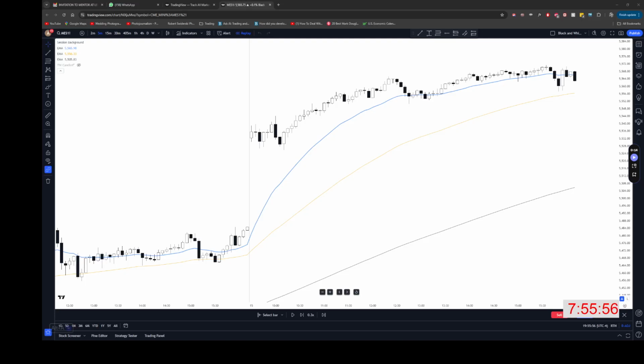All right, so I'm gonna do a bar by bar replay. Let's see how one would have traded Friday's price action. I also talk about how I traded it, because I think that is actually more useful.